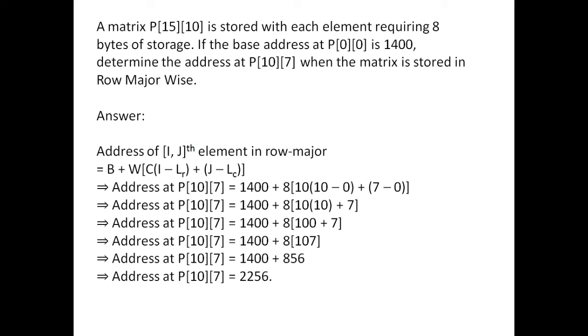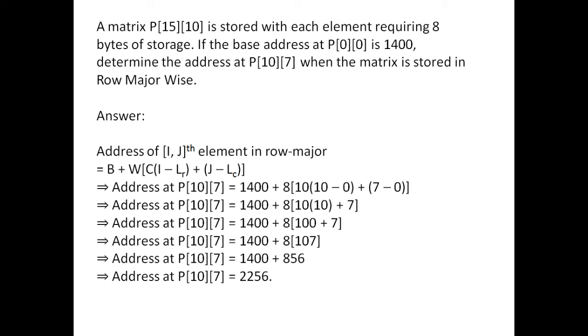When the matrix is stored row major wise, you have to use the formula of row major wise. So what is the formula? B is equal to B plus W, then bracket C, that is the total number of columns, then I minus LR plus J minus LC.